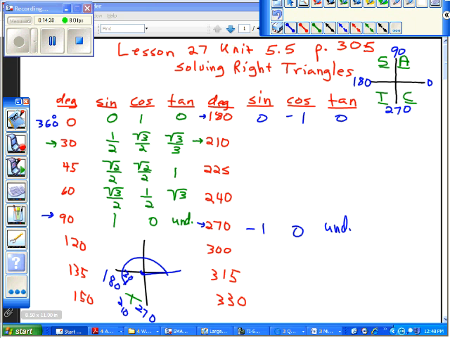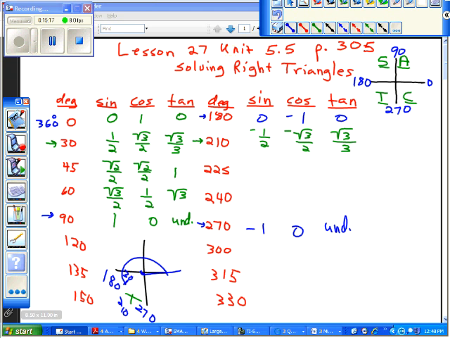Okay, so for sine 210, we're thinking sine 30. What's sine 30? 1/2, but we're in quadrant 3 where sine is negative. What's the cosine of 30? Square root 3 over 2, but we're in quadrant 3 where cosine is negative. What is tangent 30? Square root 3 over 3, but we're in quadrant 3 where tangent is positive, so that one was positive because tangent is positive in quadrant 3.